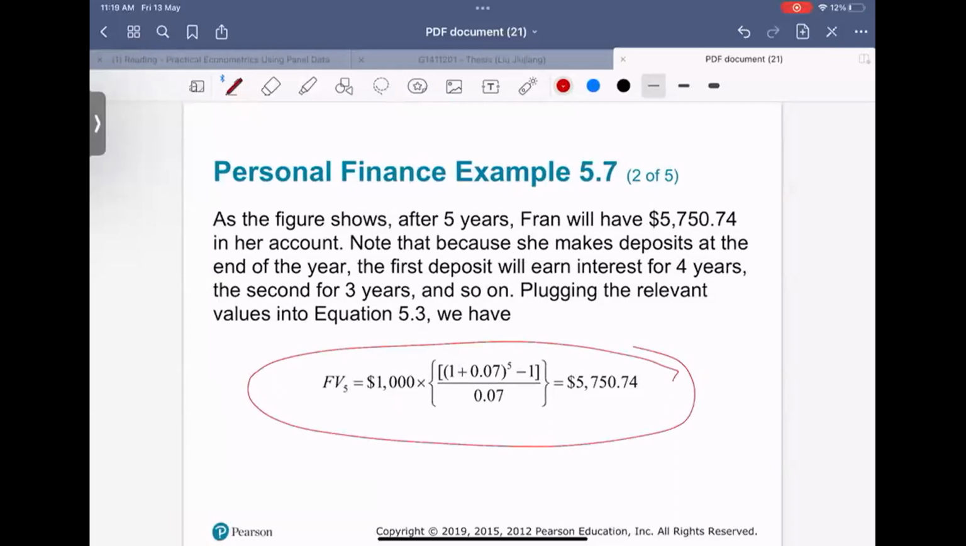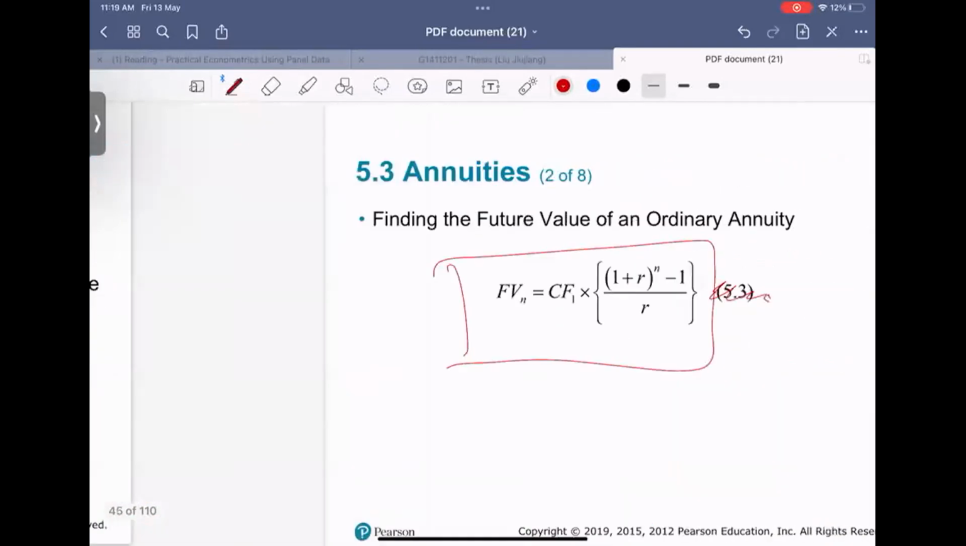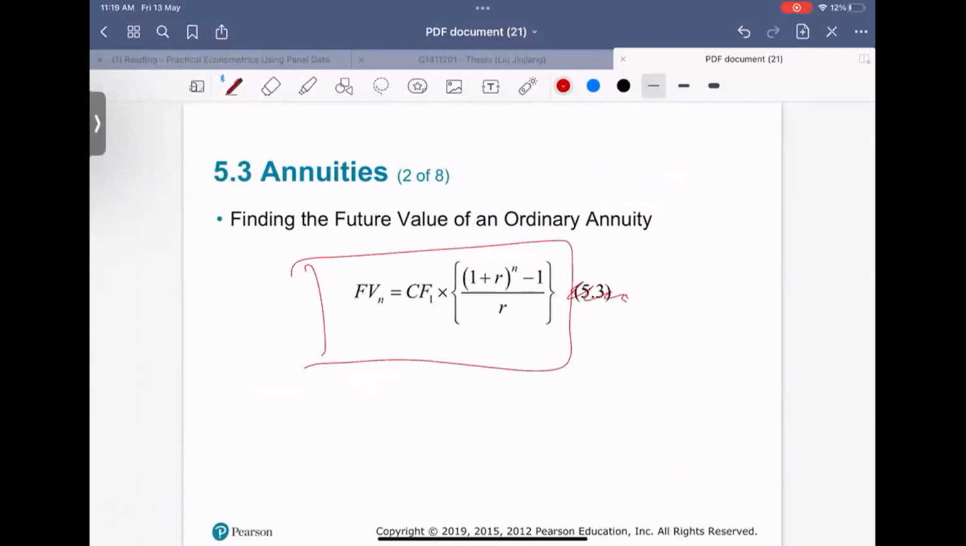But be careful when you use your calculator. I do this first, to the power of 5 minus 1, divide by this. Sorry, to the power of 5, the number of years. And this. Yes, you can try using your calculator.